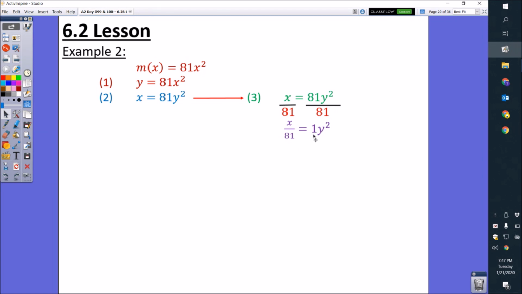Now, like I said in the last example, if you have a positive 1 y squared, essentially it's the same thing as y squared. Now, what we're going to do is try to get rid of the square. So the opposite of square is square root. So I'm going to square root both sides. So when I do that, take a closer look at the left side of the equal sign.